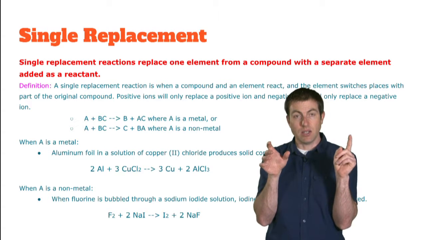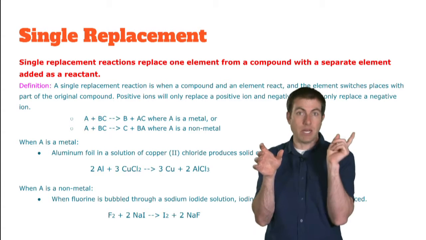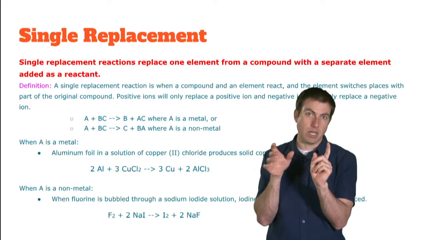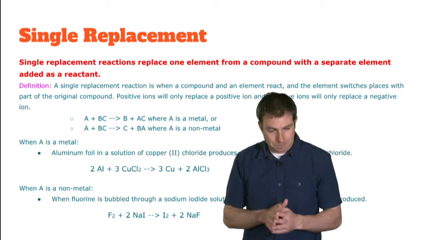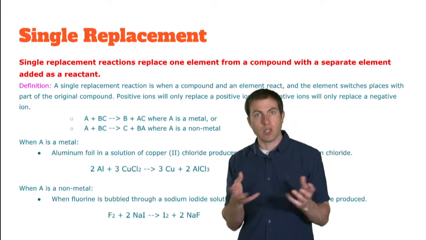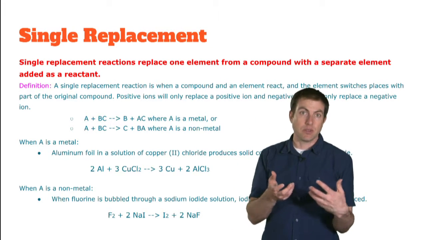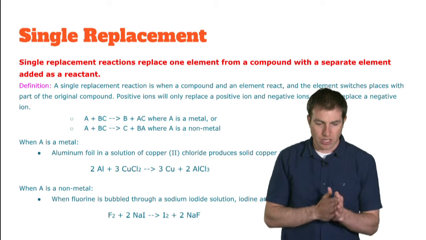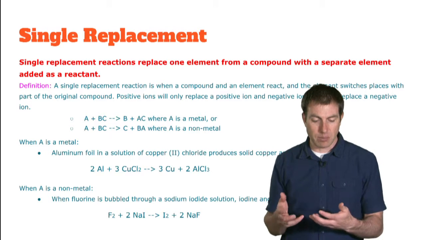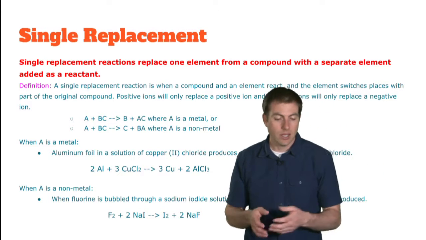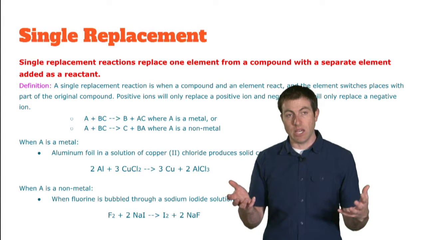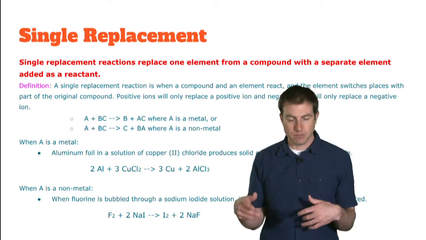If it's the metal that's hanging out by itself, it's going to kick the metal out of the compound. If it's a non-metal that's hanging out by itself, it'll kick the non-metal out of the compound. And this is what happens. We have an element and a compound, they react together to produce a new element and a new compound. So looking here, we have A plus BC gives us B or AC, and then A plus BC gives us C and BA. You have an element by itself, compound, kicks it out.